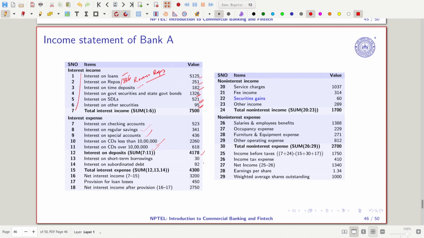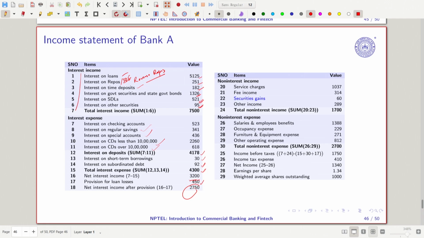Then here we have interest on short borrowing, interest on subordinate debt, it is 92. Total interest expense is nothing but here we have the 4300, and net interest income is equivalent to what we have, the 3200. Provision for loan losses is 450, and net interest income after provision, if you just subtract this 3200 minus 450, we are getting 2750. So this is what the interest expense of the bank looks like.